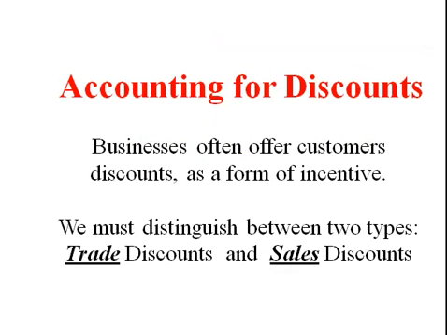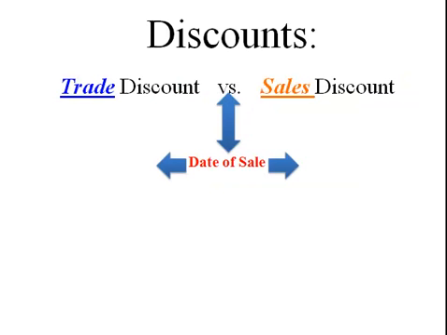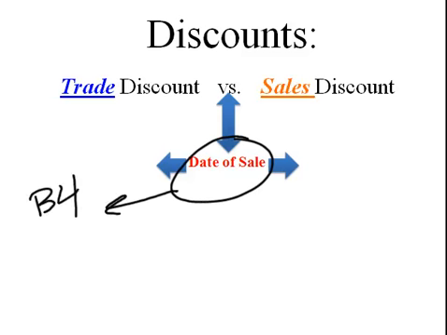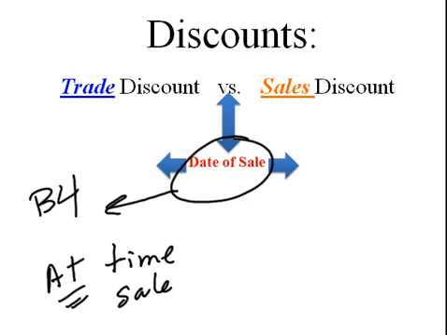In Chapter 5, we're introduced to the concept of discounts. The distinction between a trade discount and sales discount centers around the date of sale. In the case of a trade discount, we're talking about before the fact, at the time of sale. In the case of a sales discount, we're referring to something after the fact. It may or may not happen.